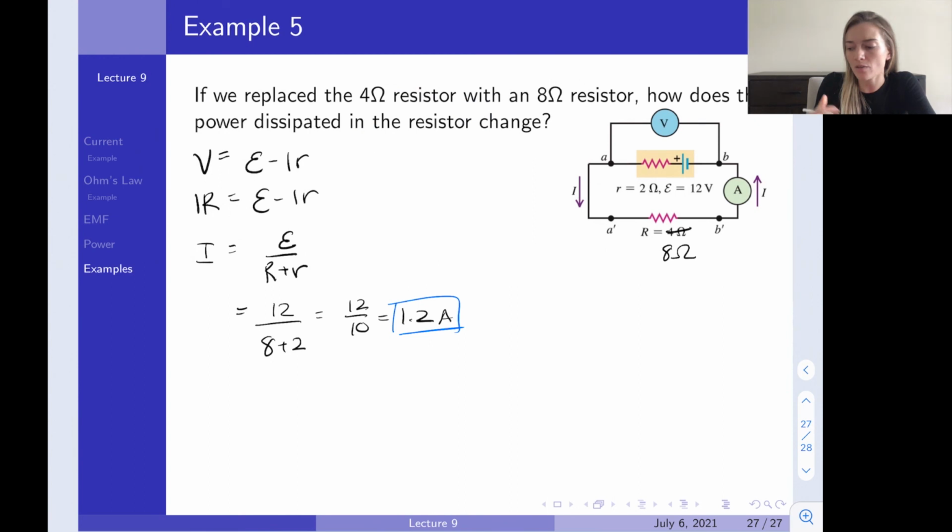That's basically because if you increase the resistance along your circuit, it's harder for charge to flow through this circuit. So it makes sense that our current should decrease because less charge can get through. It's harder for charge to move around our circuit now. So now we can figure out how much power was dissipated through this resistor. We can just do the same P equals I squared capital R. So we do I is 1.2 squared, the resistance of that big resistor is 8, and this comes out to 12 watts.